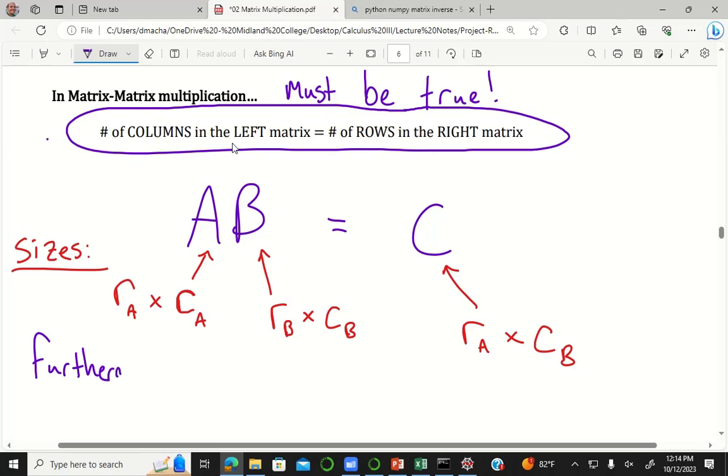And then what I'm saying here in purple is, furthermore, if this multiplication is going to happen at all, the number of columns of A has to be equal to the number of rows of B. Does this make any sense? You're tracking. Okay.